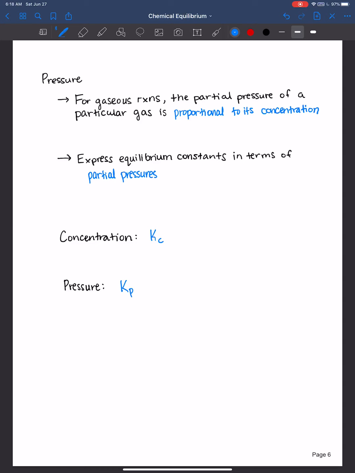Now, in later chapters, we'll cover Ka for weak acid equilibria, Kb for weak base equilibria, Ksp, which is solubility product equilibria, and Kf for complex ion equilibria, and all of these will be working in terms of concentration. So for the most part, you're using Kc, if you will. However, it is good to know how to do Kp if you are working with a gaseous reaction.